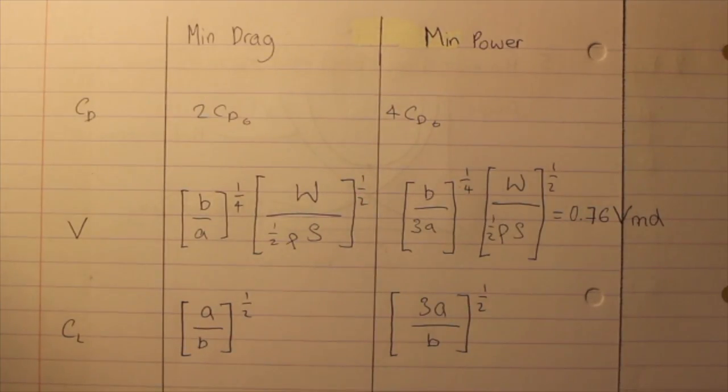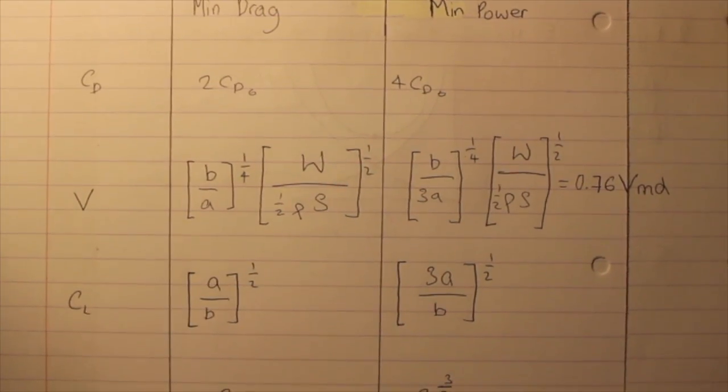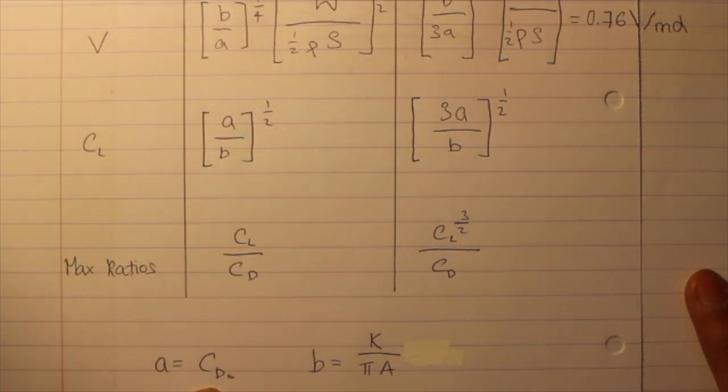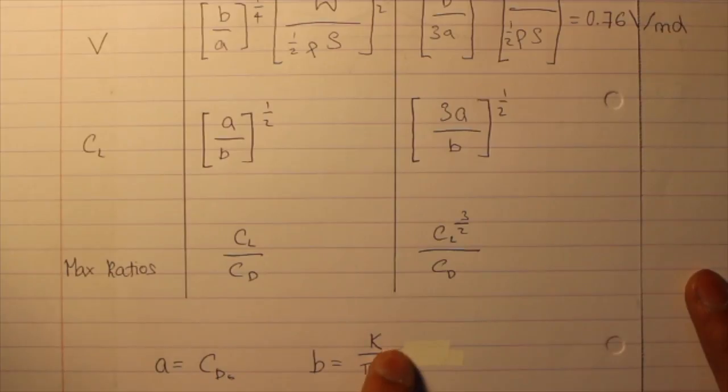And finally, one last thing. This table is of paramount importance. It will be in your notes, so don't worry if you don't understand or can't read what I've written. But this table, we are expected to remember it all. And if you're unsure what B and A are, A is the coefficient of drag naught, so that's the profile drag, and B is K over pi A, K being the induced drag factor, and A being the aspect ratio.